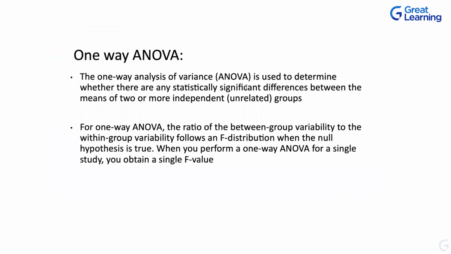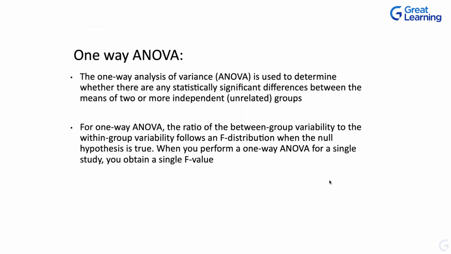So the one-way analysis of variance is used to determine whether there are any statistically significant differences between the means of two or more independent groups. That's what we discussed. And for this ANOVA, the ratio between the group variability to within the group variability follows an F distribution.